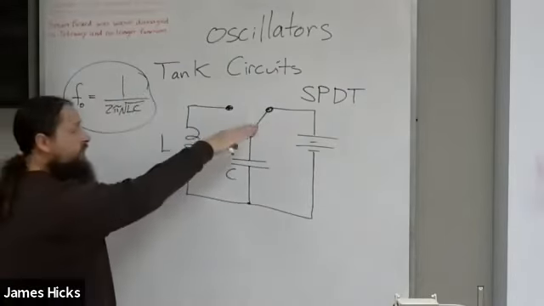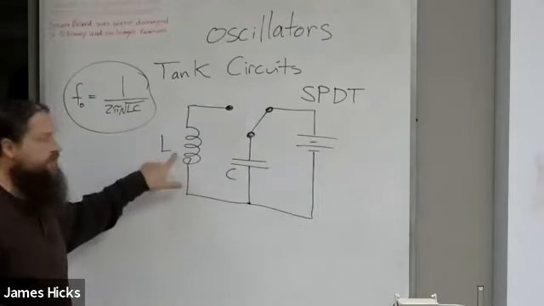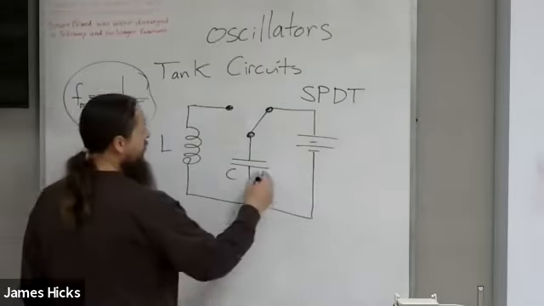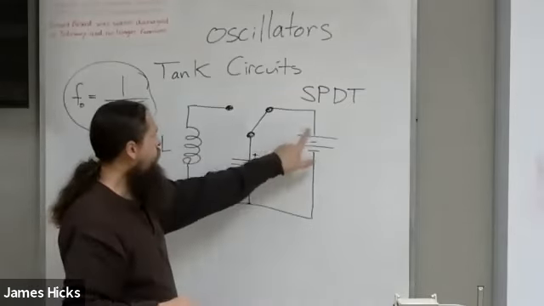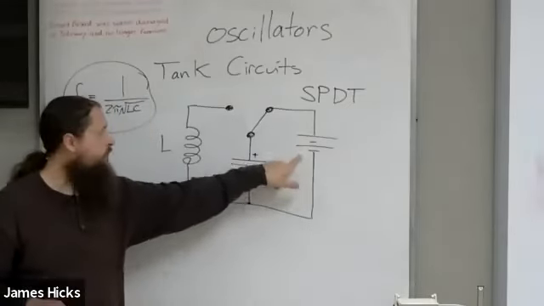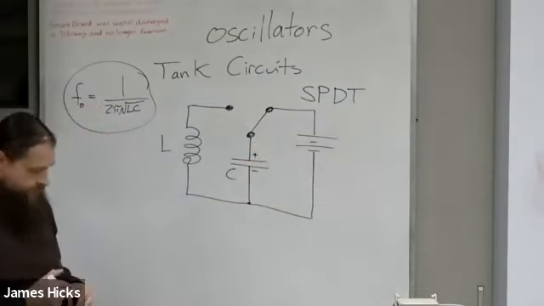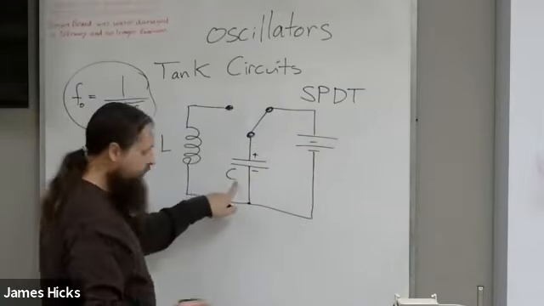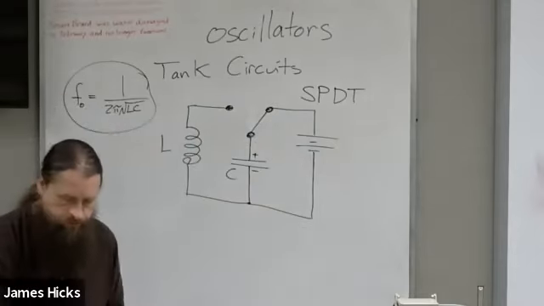First, I'm going to flip the switch to the right, which effectively takes the inductor out of the circuit. And all that's going to happen is my capacitor is going to charge up to the same polarity that the battery has, positive on the top, negative on the bottom. So, charge the capacitor.